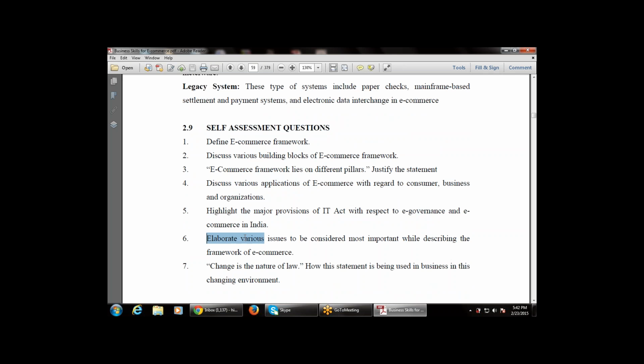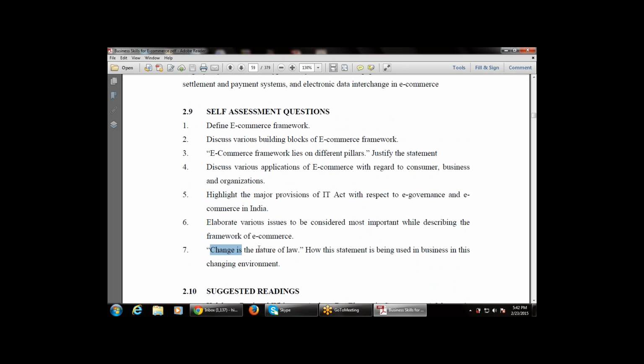Then elaborate various issues to be considered most important while describing the framework of e-commerce. That is, elaborate the various issues like financial issues, legal issues, regulatory issues. These are the issues covered under this question. Then the last question is, change is the nature of law. How is this statement used in business in the changing environment? Change is the nature of law, that is, everything changes. That is very natural.